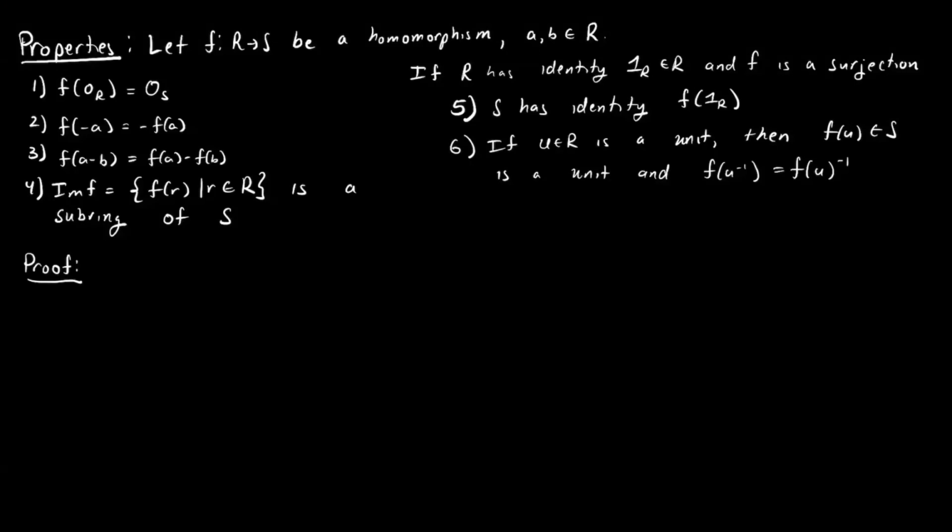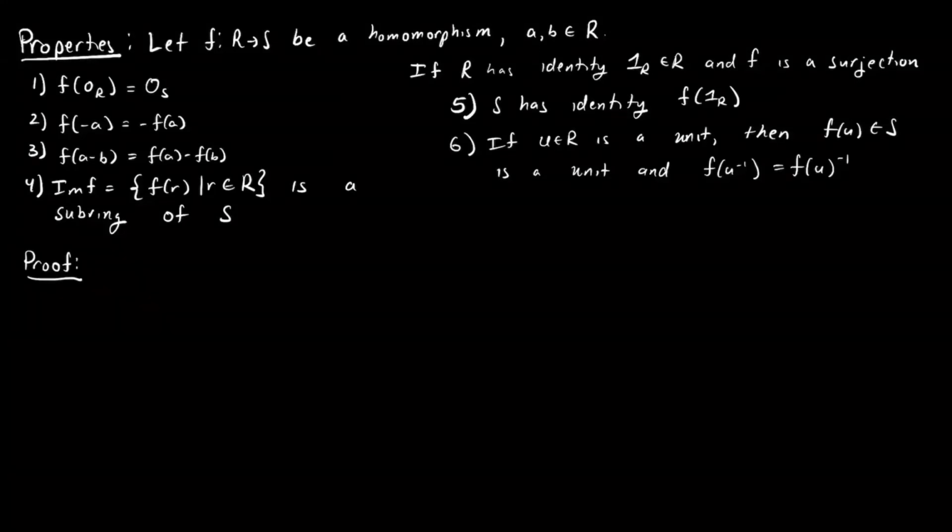So let's start our proof of this. Let's prove these properties one by one. I'll start with property 1. Let's examine f of 0R. Well, I know 0R can be written as 0R plus 0R, and since it's a homomorphism, I can write this as f of 0R plus f of 0R.